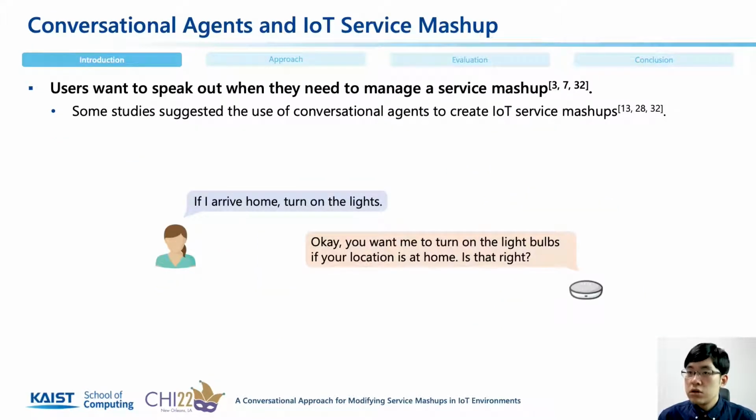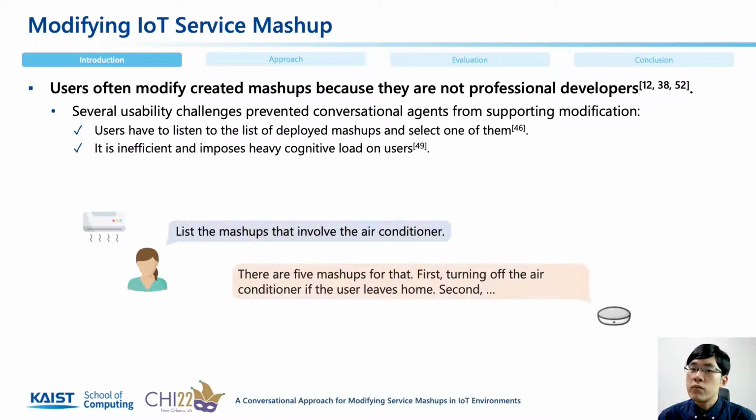In addition, users want to speak out commands to create, modify, or remove a mashup whenever they need it. So some studies propose a conversational approach to create service mashups. That is, if a user says a desired behavior, the agent translates it into an executable mashup. One important thing is, users often modify mashups because they aren't professionals.